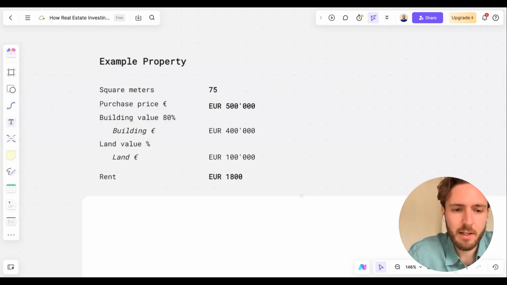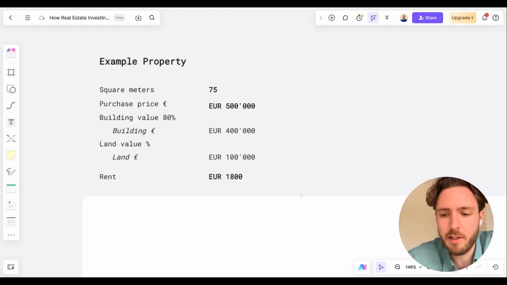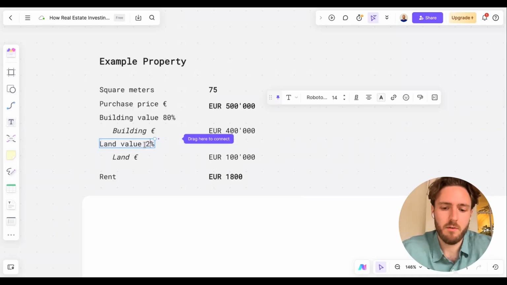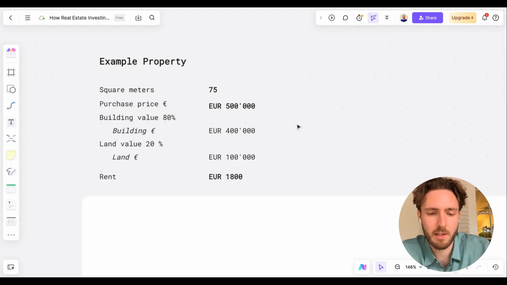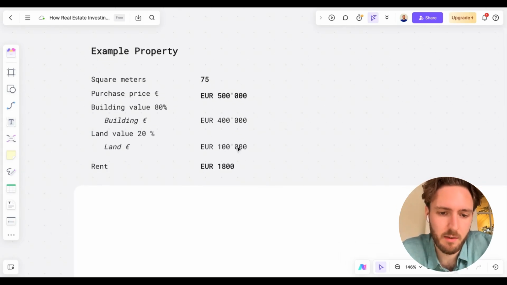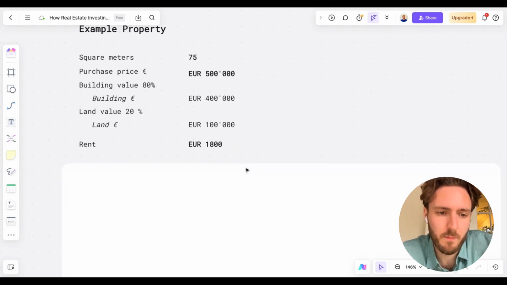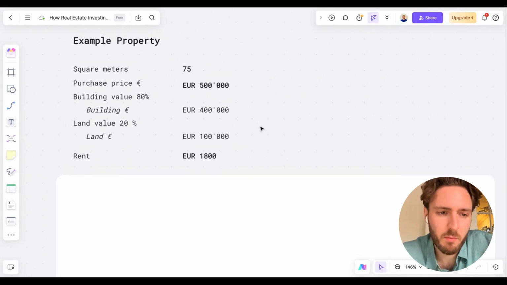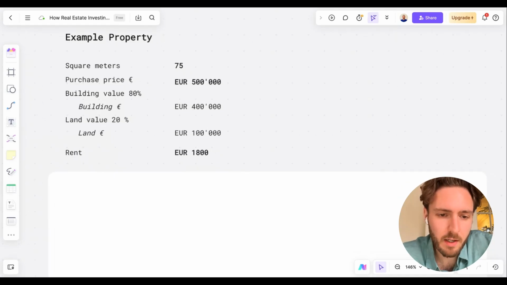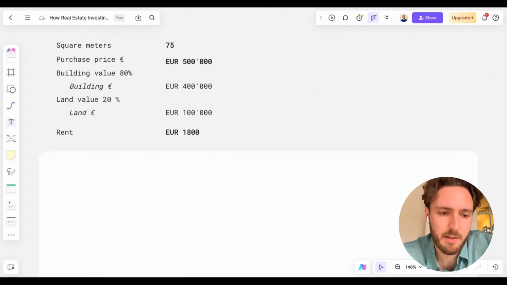What do we see here? We have an example property. The property is 75 square meters. The purchase price is 500K. And then there's always this split in Germany with a building value percentage and a land value percentage. Building value is usually around 80%, and the land value usually around 20%. So in this case, just to make it easier for the numbers, 400K and 100K. And then the rent here is 1,800. It's not too far off from properties that we have. The example is quite real in this case.